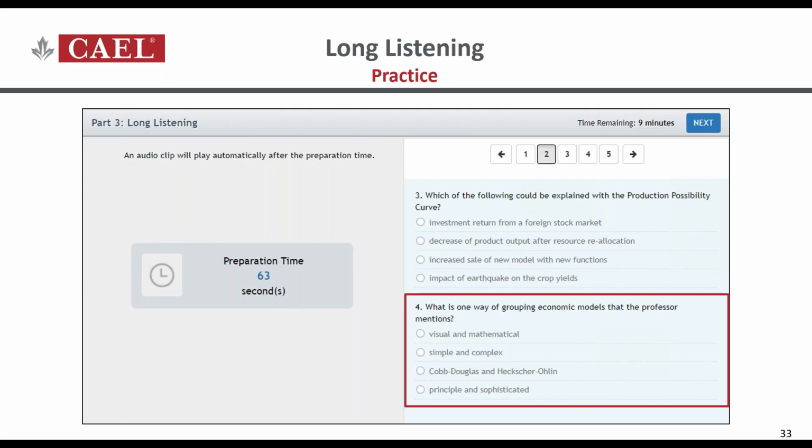Okay, thank you. Yeah, a lot of people are saying grouping the economic models, which is great. I'll just highlight that on the screen for you. Hopefully you can see that now. Grouping economic models. So what I'd like to do is play a short excerpt from the lecture, and then you can listen carefully for the answer, and try to keep the words grouping economic models in mind.